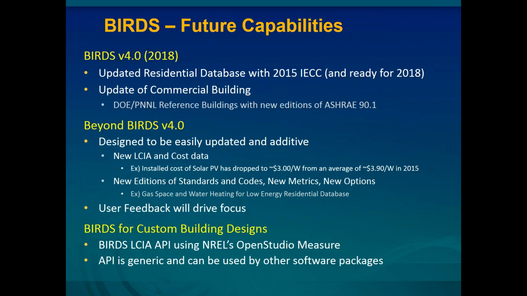We can incorporate new additions for the standards and codes, as well as new metrics, such as the indoor environmental quality metrics. If we can come up with new results for that, we can incorporate those for other pollutants other than CO2. We can also incorporate new options. One example is we're currently running and validating a database to expand the low energy residential database to include gas, space, and water heating, since that's actually the primary heating source for this area. So we wanted to include that as an option.